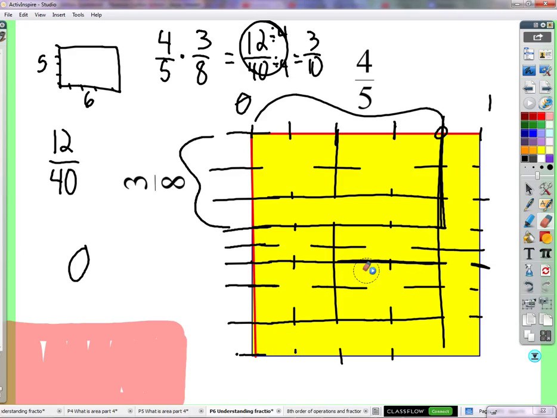And the part where the 3/8 and the 4/5 made up, there's 3 of those squares. Right, 1, 2, 3 of the things that 10 of them make 1.